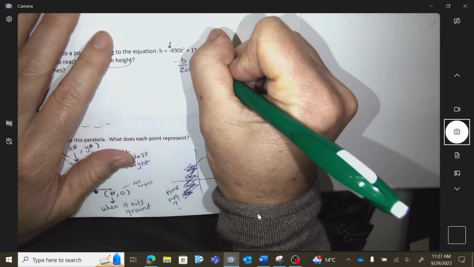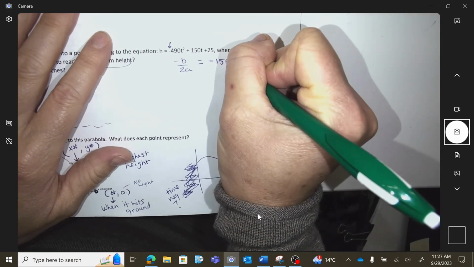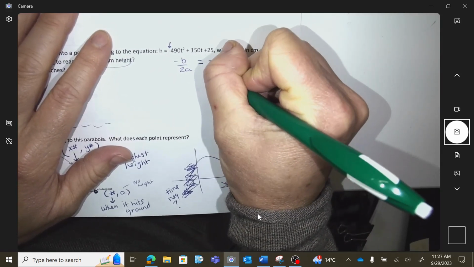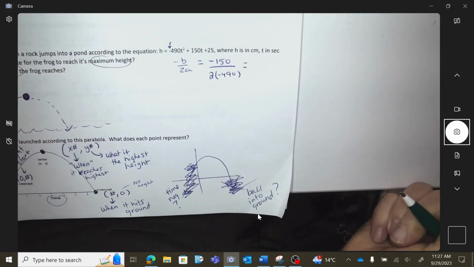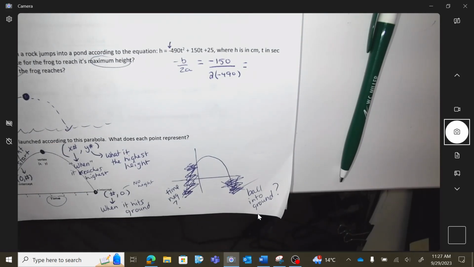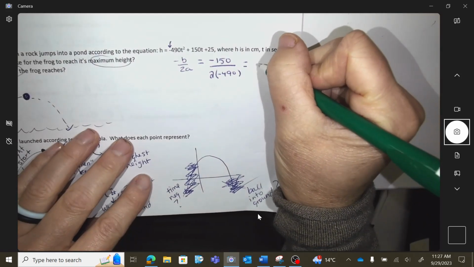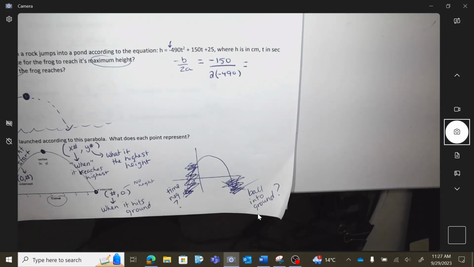So negative b is negative 150. 2 times that a number. When you type it in, I want you all to type it in because this is tricky. Let's make sure we type it in properly. The bottom part, I'm going to put brackets around it. And I want you to go to 2 decimal places.